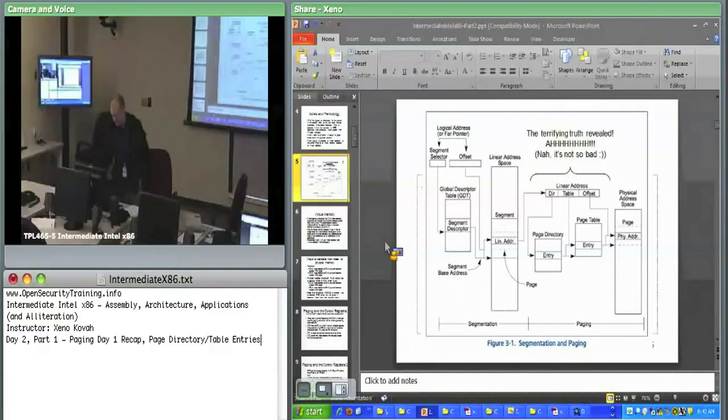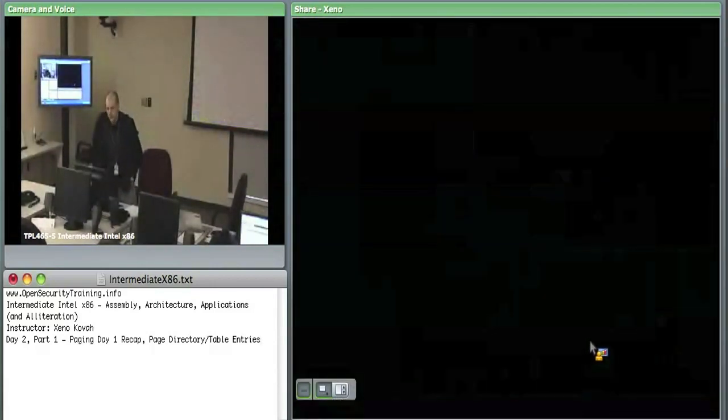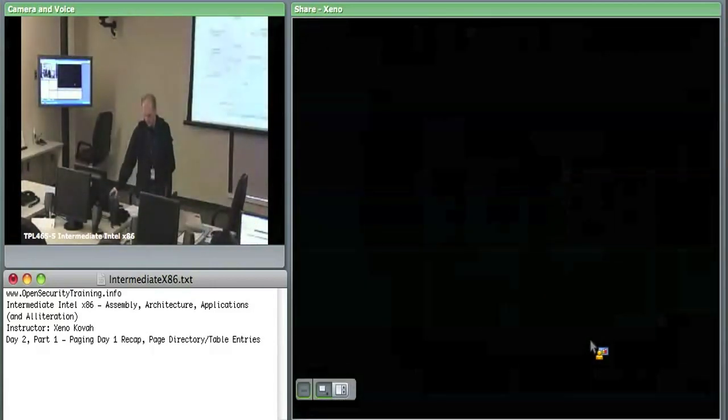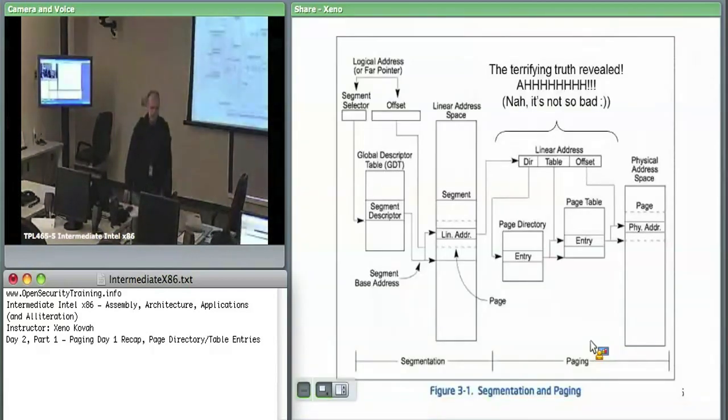Right, so this picture actually encompasses everything we learned yesterday. As a quick review, we spent the majority of the time just talking about segmentation.